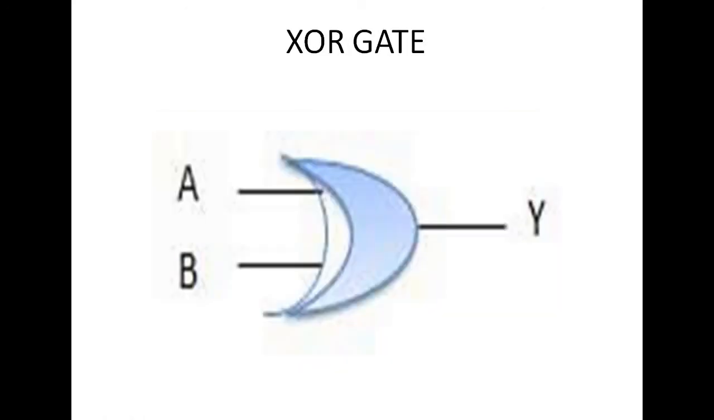And the next gate is known as XOR gate. XOR gate is similar to the OR gate. The graphical symbol is similar to the OR gate, except one additional line on the input side. See, this is the additional line on the input side.